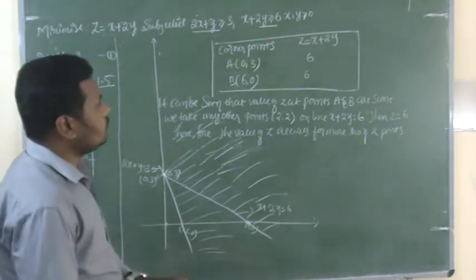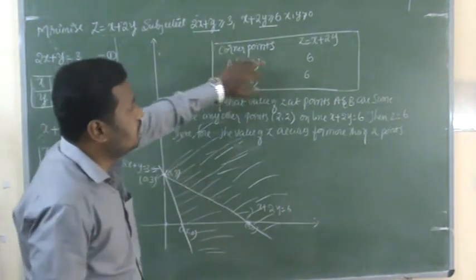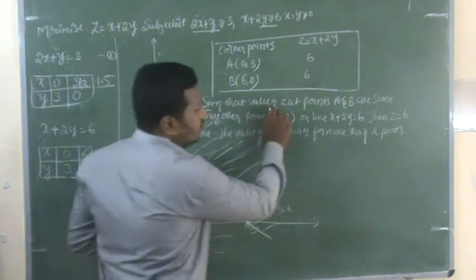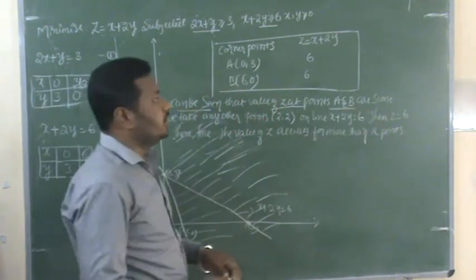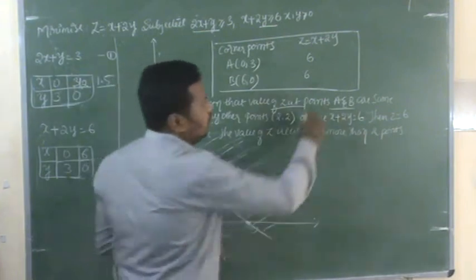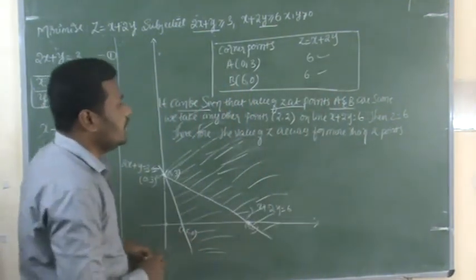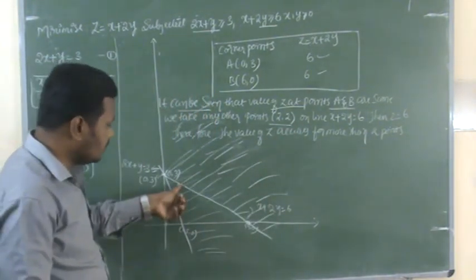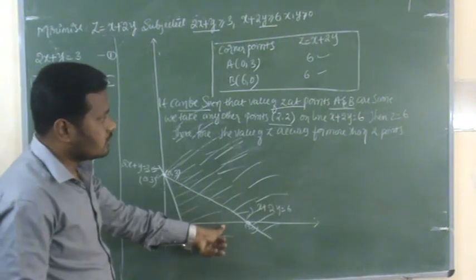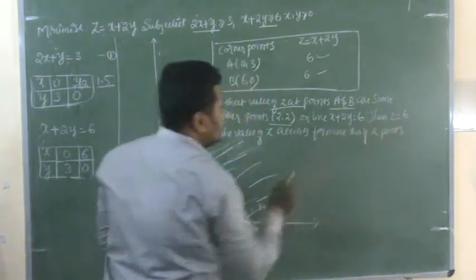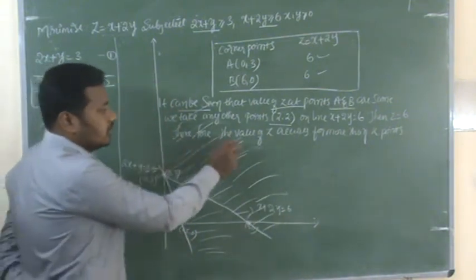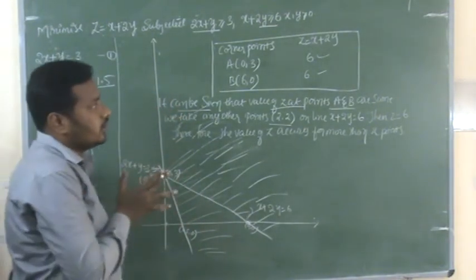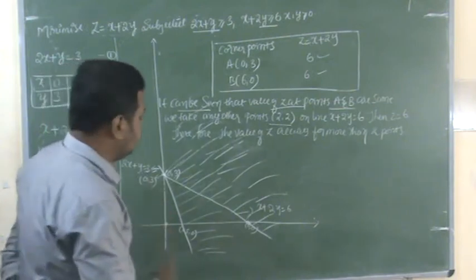So here the corner points, these 2 points, and z occurs for these 2 points. It can be seen that the value of z at the points A and B are the same. We take any other point (2, 2) for this second equation, like this. Then z is equal to 6. Therefore, the value of z occurs for more than 2 points. Note down.